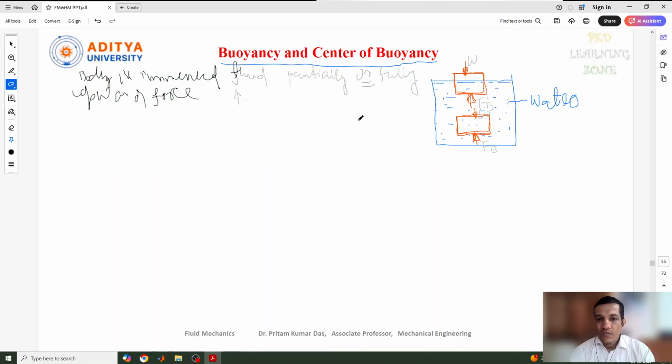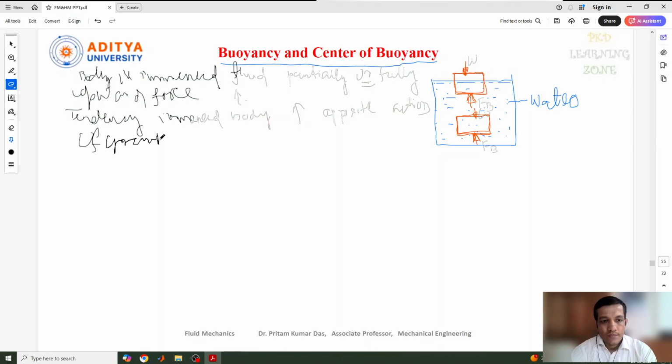And we can write the definition of buoyancy in such a way that the tendency of an immersed body to be lifted up in a fluid due to the upward force, which is opposite to the action of gravity, is known as buoyancy.